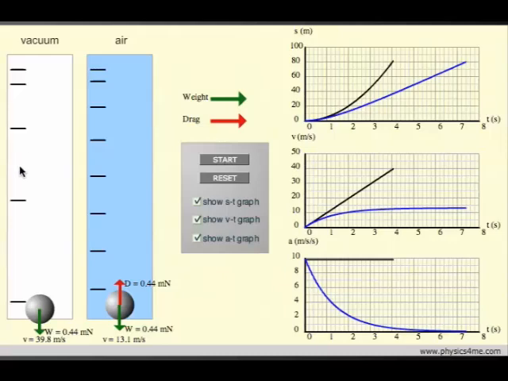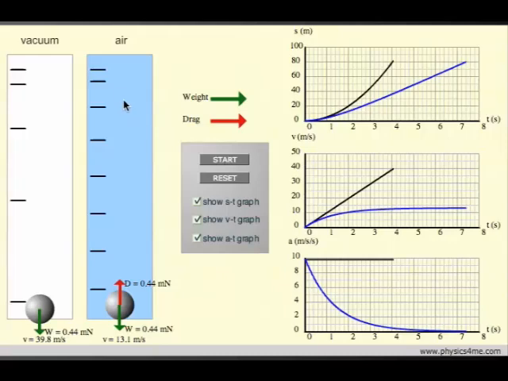The black tick marks indicate the positions of the balls after successive intervals of 1 second. If we look at the ball falling in vacuum, we see that the tick marks become more widely spaced the further the ball falls. This means that the ball travels greater and greater distances in the same time. Hence, its speed is increasing as it falls. In other words, it accelerates due to gravity.